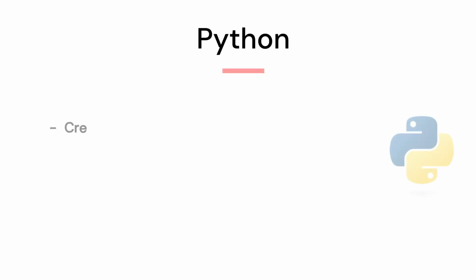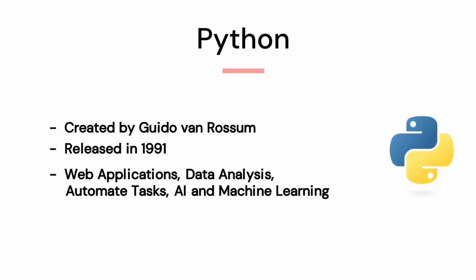Python is a high-level, interpreted programming language created by Guido van Rossum and released in 1991. It's known for its simplicity and readability, which makes it a great choice for beginners. With Python, you can build web applications, perform data analysis, automate tasks, and even work with AI and machine learning.